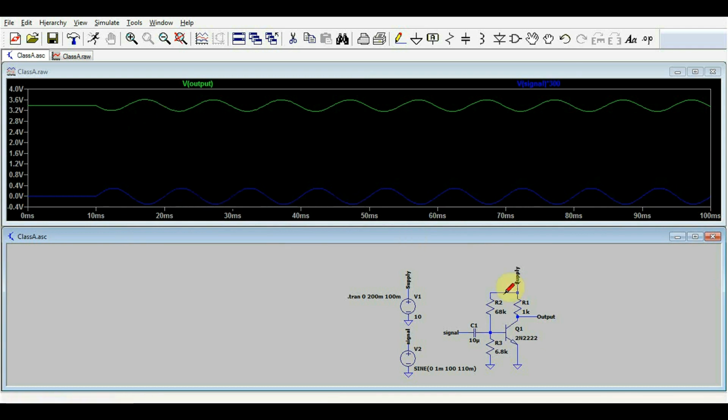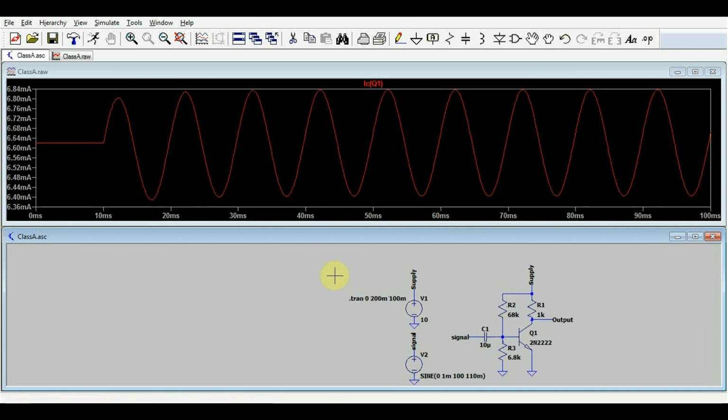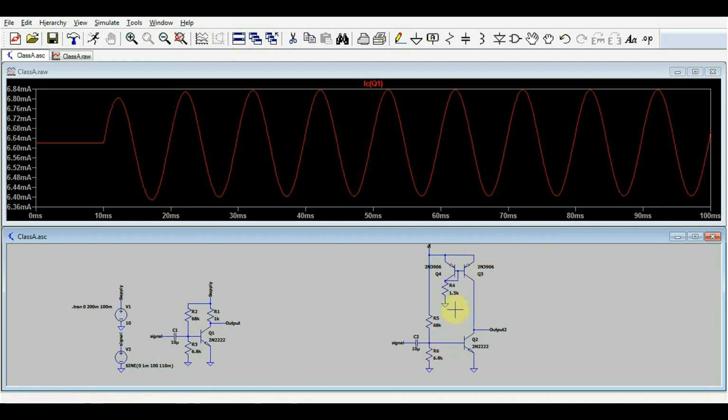So this is a typical characteristic of the common emitter amplifier. And as we said, the current going through the transistor is always there, so you never get to 0 milliamps, making this quite a wasteful amplifier, but a very good quality amplifier. Now if you want to make a class A amplifier at higher powers, you will be replacing the collector resistor with a constant current source. So you will have something like this.